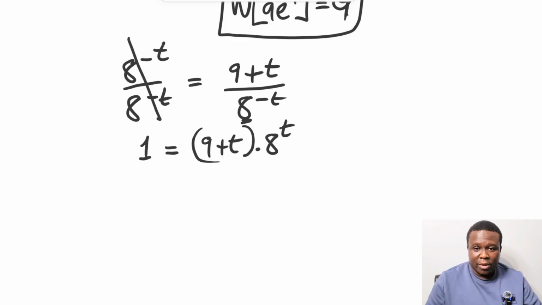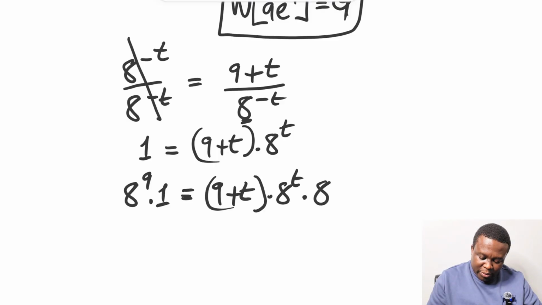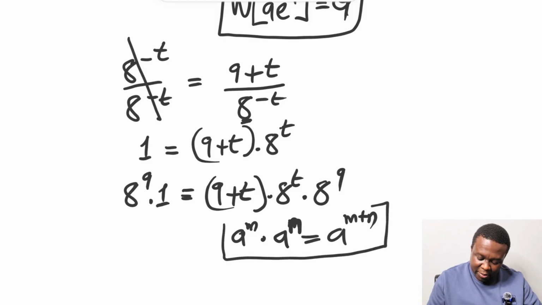So let's do the same for the power. Let's get 9 to the power. To do that, we need to multiply the left-hand side and the right-hand side by 8 raised to the power 9. So now let's do that. 8 raised to the power 9 times 1 equals 9 plus t times 8 raised to the power t times 8 raised to the power 9. And we know that a raised to the power m times a raised to the power n is equal to a raised to the power m plus n. We can add the powers up.